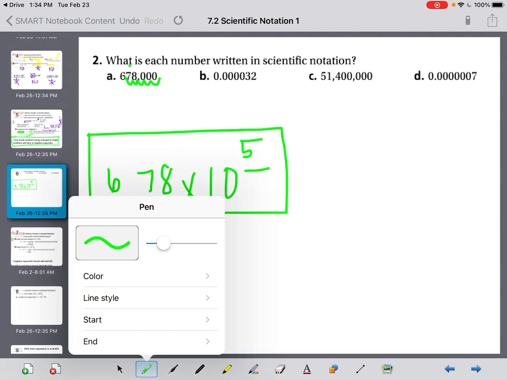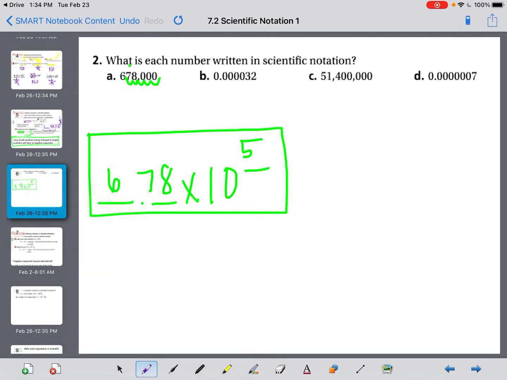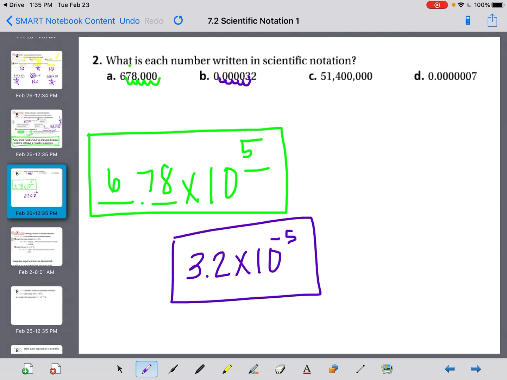Okay, letter B is a very small number that I'm going to be making bigger to fit scientific notation, so I will have a negative exponent. Okay, I have to put my decimal between the 3 and the 2. So I will have 3.2 times 10. And my decimal would have to be moved 1, 2, 3, 4, 5 places. So it will be -5 since I'm making this one bigger than it started.